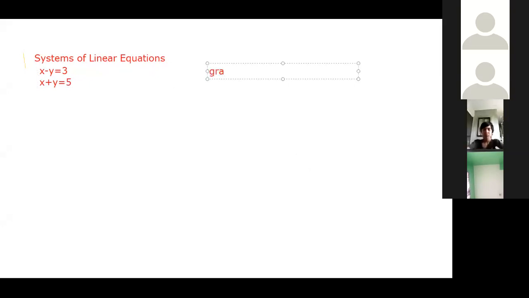We have graphically. That's number 1 way. Next is by substitution. And lastly, by elimination. So that's our last way on how to solve systems of linear equations. So we have 3 ways. We will go one by one with this. So let's do first graphically.